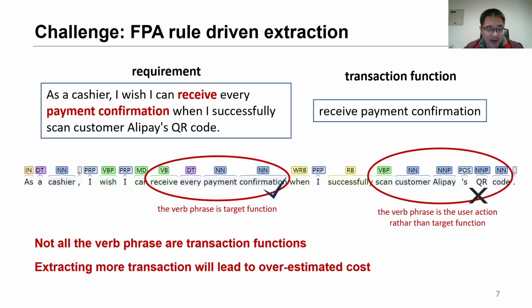The second is the FPA rule-driven extraction. According to the FPA rules, functions only refer to the system functionalities. They are usually verb phrases or noun phrases in requirements. However, not all verb phrases and noun phrases are functions. Like the given example, there are two verb phrases in the requirement. They are receive payment confirmation and scan customer Alipay's QR code. According to the FPA rules, the phrase scan customer Alipay's QR code just describes a user action rather than a function. Extracting more functions will lead to overestimated cost. Therefore, approaches without distinguishing ability are not suitable for function extraction.